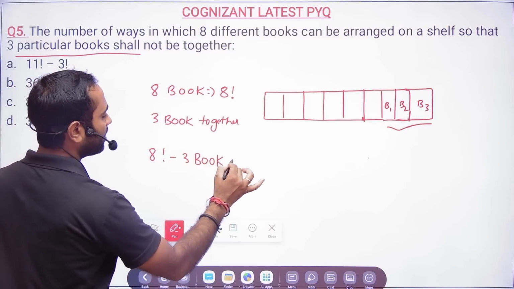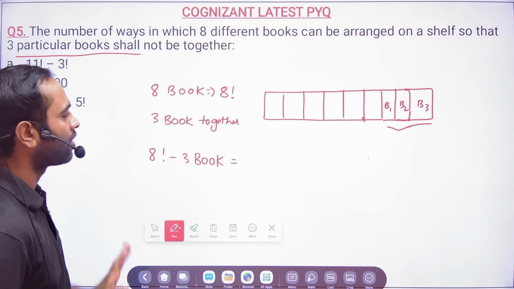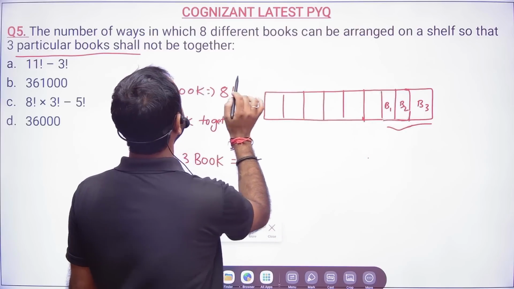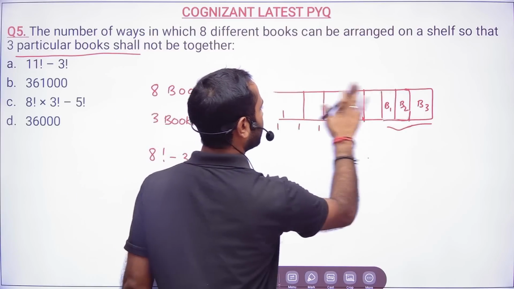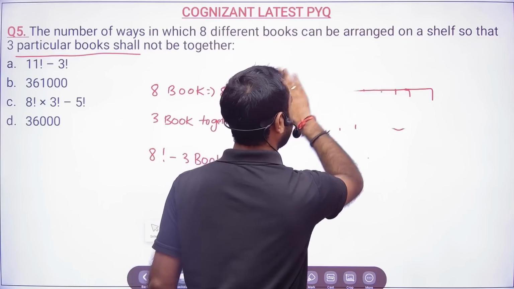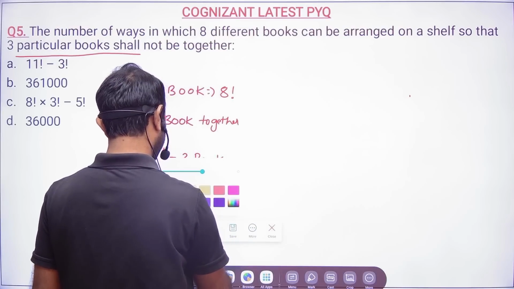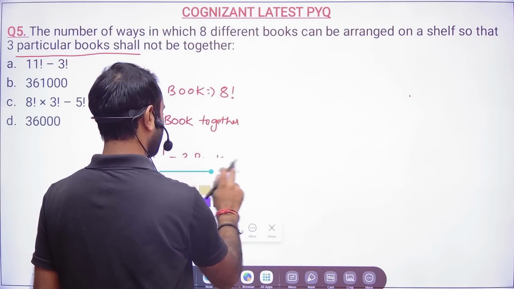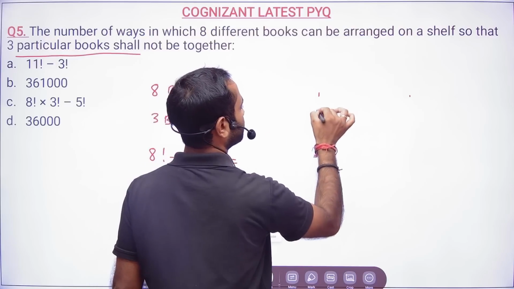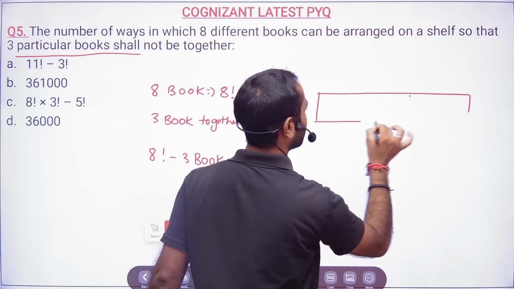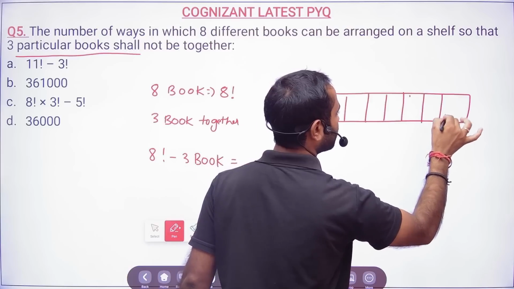So what we will get when 3 books are not together? That's all. 3 particular books will not be together. Now, total is nothing but 8. So here we have 1, 2, 3, 4, 5, 6. Actually, the diagram is a little wrong. We have put 9 here, so let me just remove it. Okay. Total we have 8. 1, 2, 3, 4, 5, 6, 7, 8.